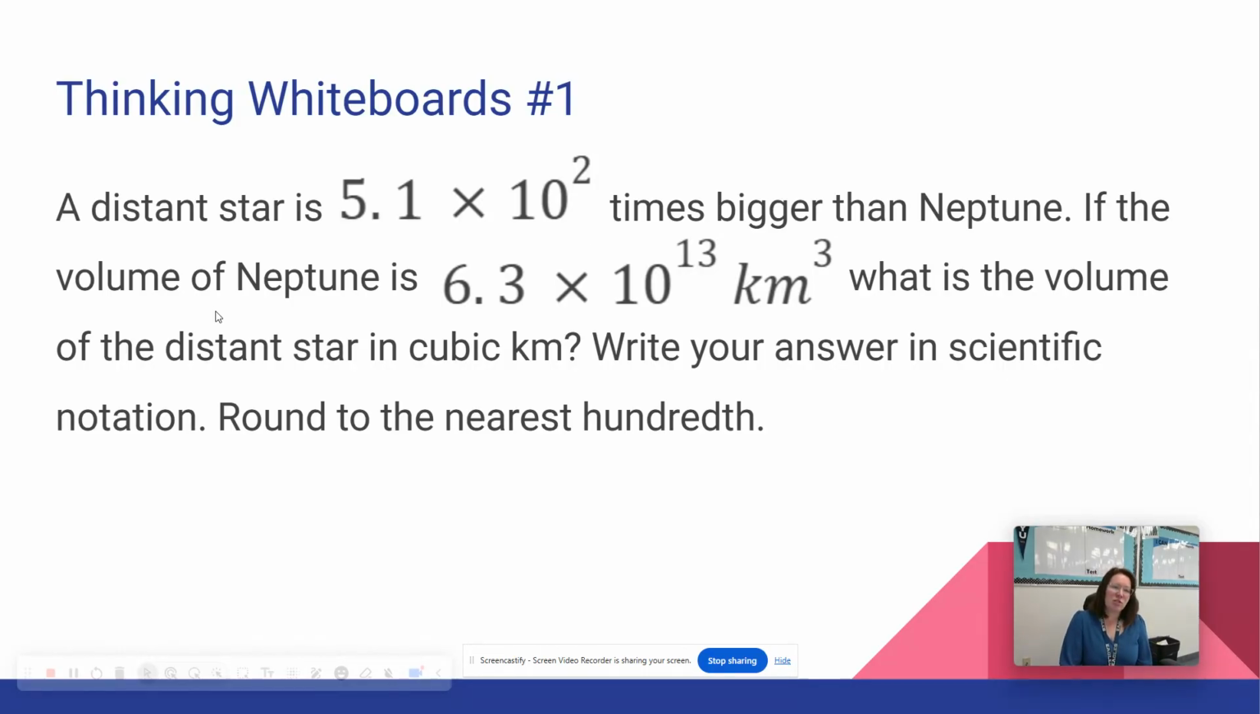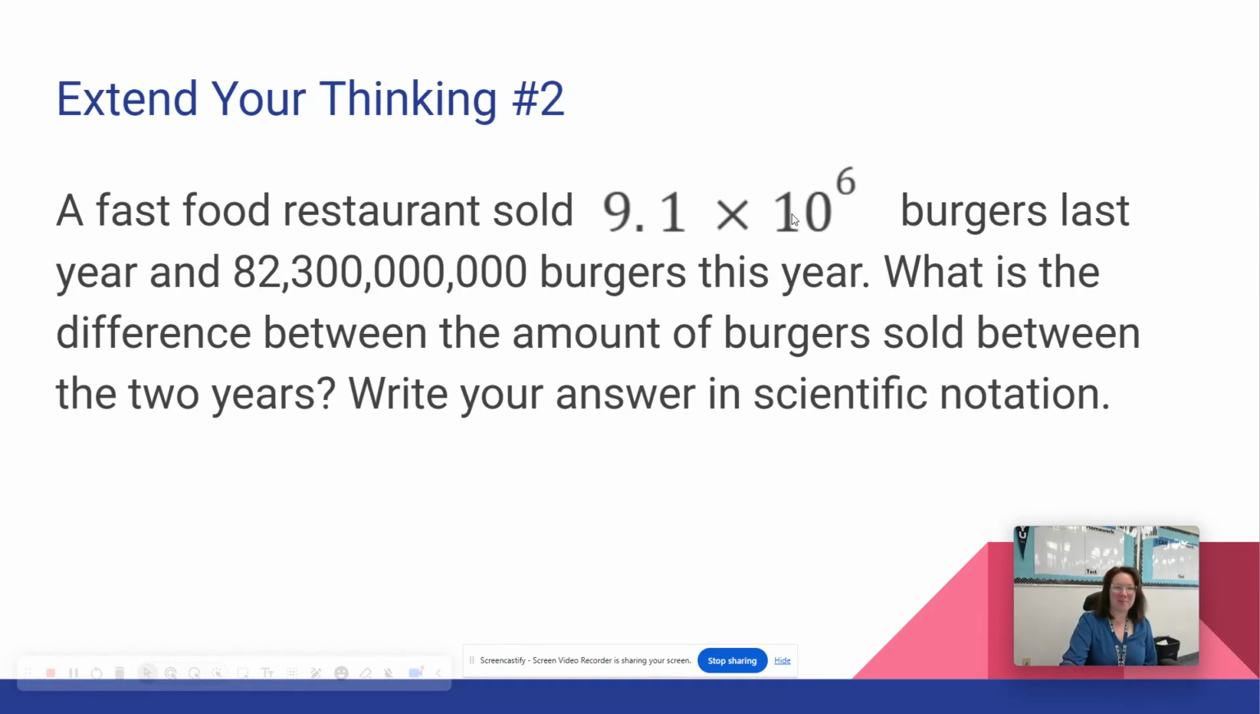So we have a distant star that is this many times bigger than Neptune. If the volume of Neptune is this much, what is the volume of the distant star? Well, it's this many times bigger. Now, so tricky, it does not say how many times bigger. If it said how many times bigger, then we're doing division. But because it already told us how many times bigger, we're doing the opposite of division, which is to multiply. So you multiply those two numbers together. Feel free to pause the video whenever you need to.